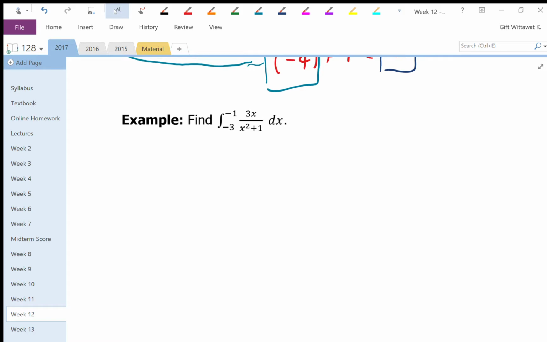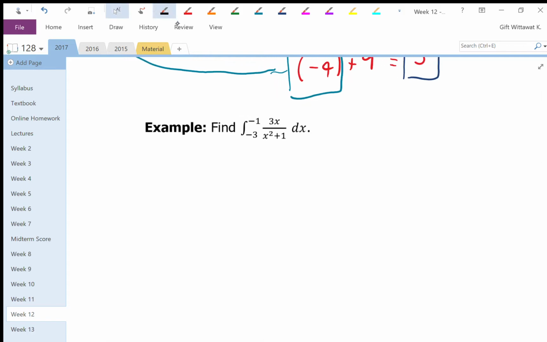So I'd like to integrate 3x over x squared plus 1 from -3 to -1. Now the first thing you notice is that 3x over x squared plus 1 is not a simple function. So I'm going to have to use the u-substitution rule to deal with this. Let me let u be the troublesome part, the denominator, which is x squared plus 1, so that my du is just 2x dx.